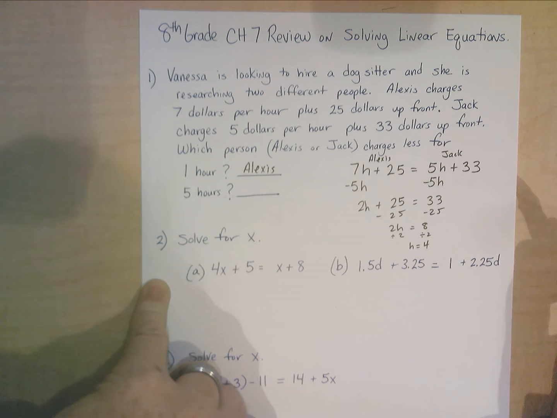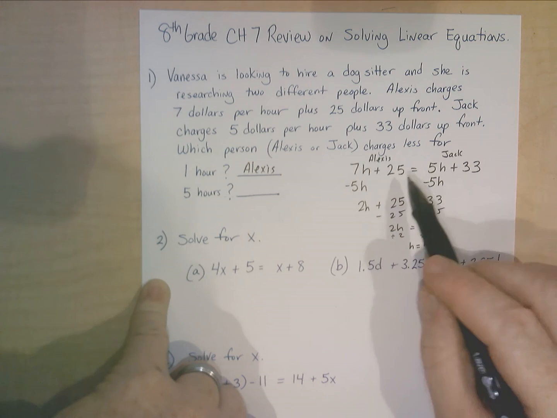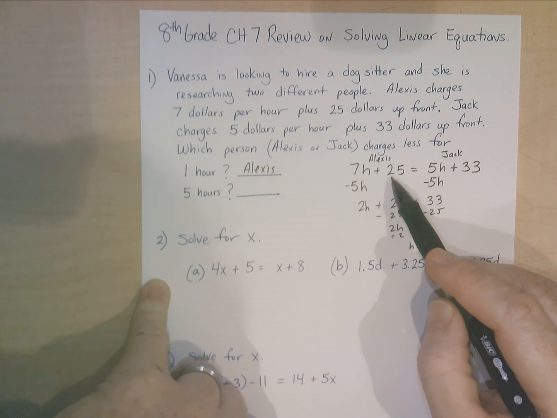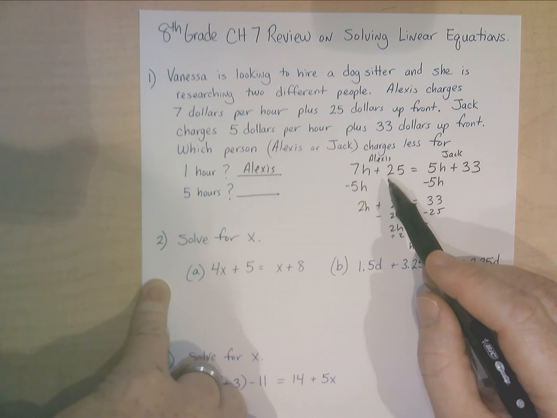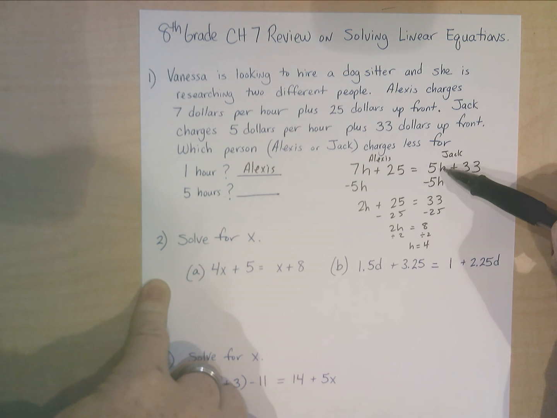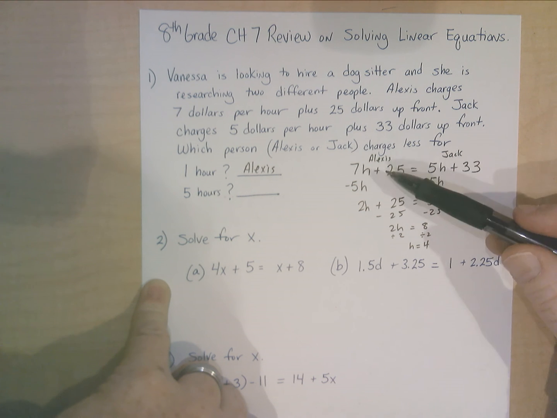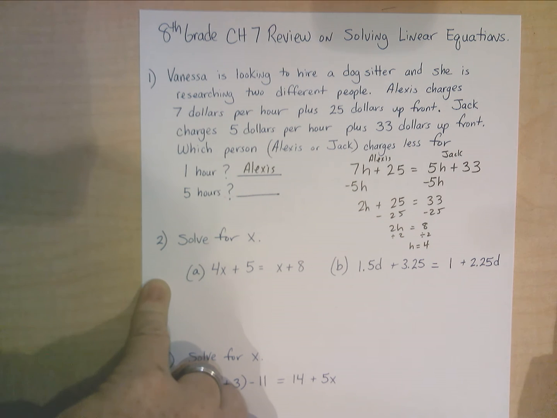If you want to figure it out, you can just plug in the 5 hours. So 7 times 5 is 35. 35 plus 25 is 60. Right? So he charges 60 bucks. You plug in the 5 here. 5 times 5 is 25. 25 plus 33 is 58, if I did that right. Yeah, $58. And $58 is cheaper than the 60 that we came up with over there.